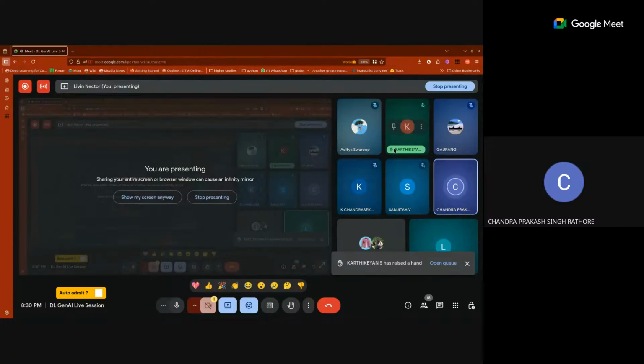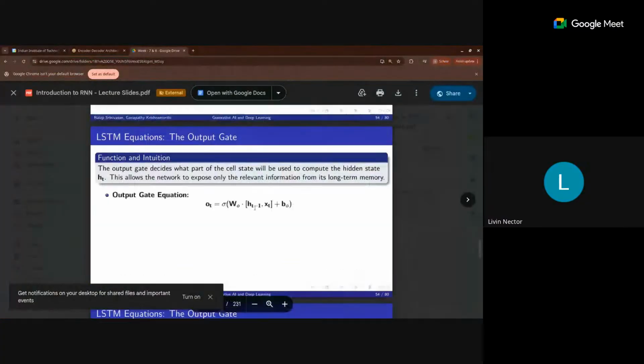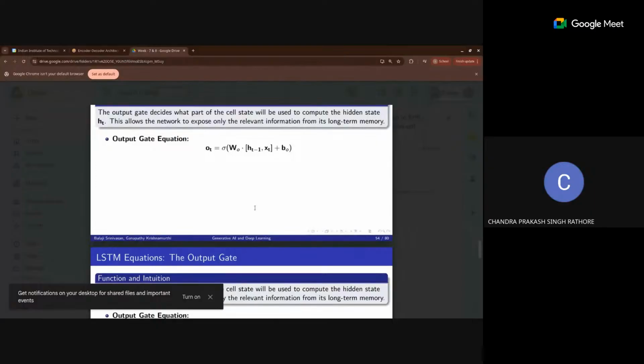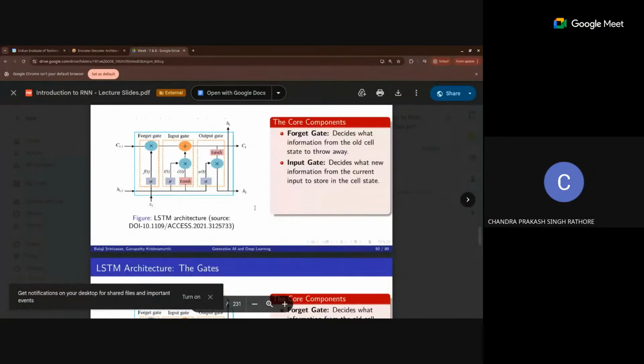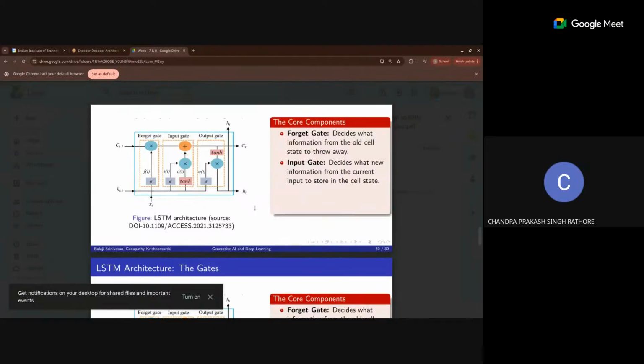I have a question on activation functions. Yes, sir, in the diagram at different places we are using sigmoid and tanh. So what is the logical reason for this?